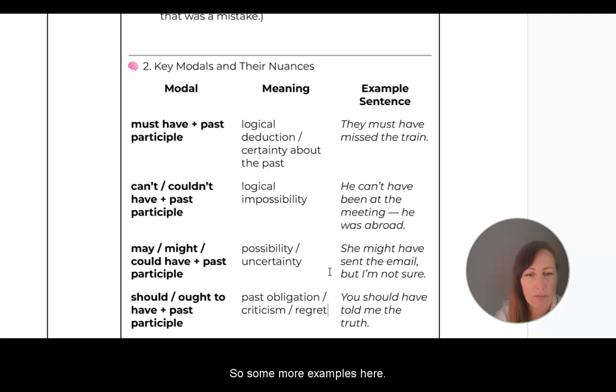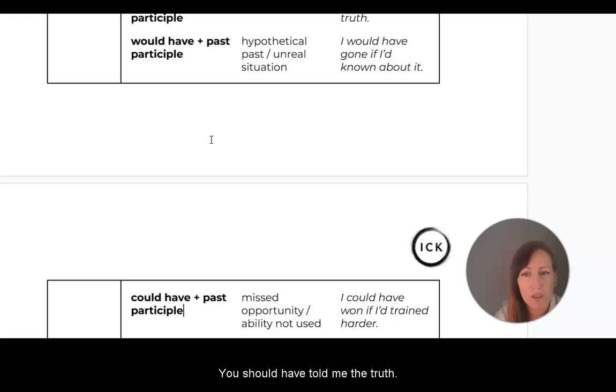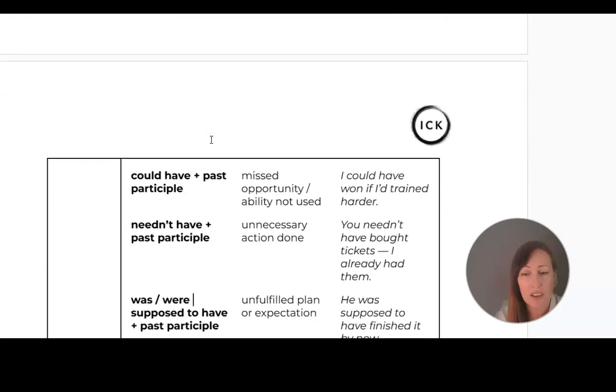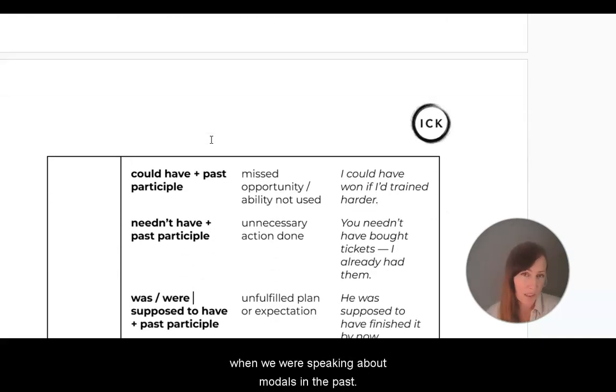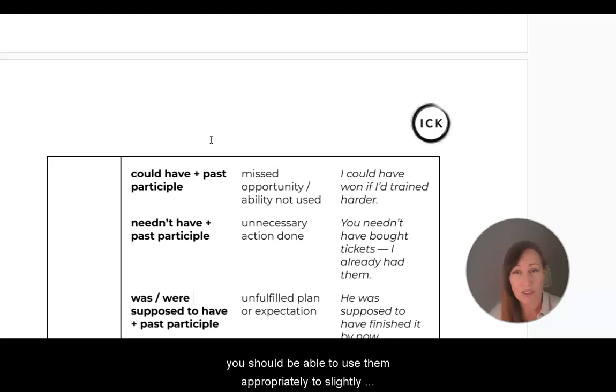So some more examples here. He couldn't have, he can't have, impossibility. We did mention these before. You should have told me the truth. I would have gone if I had known. I could have won if I had trained harder. So we did mention these before when we were speaking about modals in the past, but just be aware that at C2 level you should be able to use them appropriately to slightly change the meaning or the emphasis, you know.